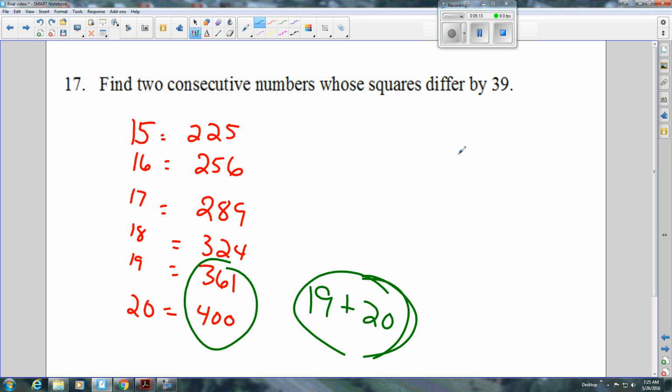Find two consecutive numbers whose squares differ by 39. So I started with 15 because I knew that it would be 225. 16 times 16 is 256. Their difference is not 39. And then I just kept going until I got to 19 and 20, and the difference is 39.